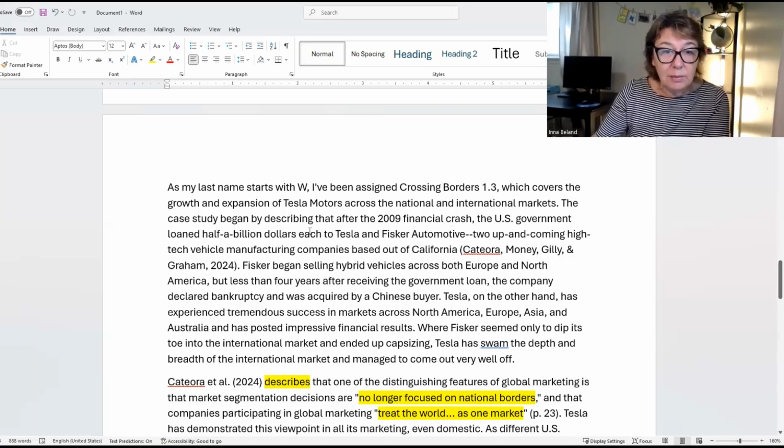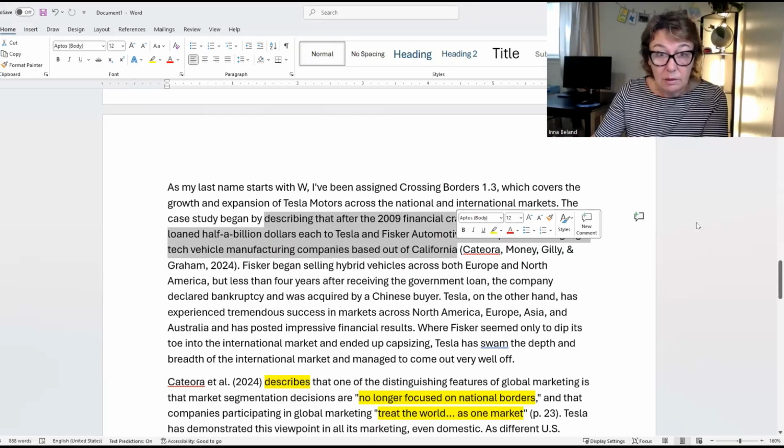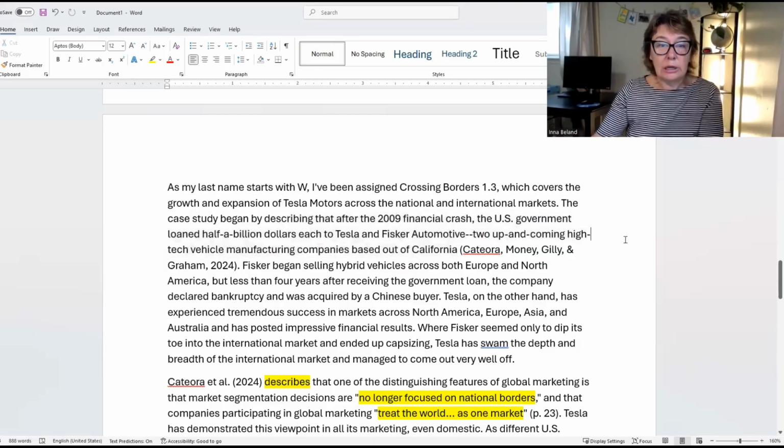The case study began by describing, and now there is very specific information about the case study. I hope that you see that. It shows very specific information because it contains the year of the financial crisis. It contains the amount of dollars. It contains the names of the companies and other very specific information. When we deal with very specific information, it is very clear.